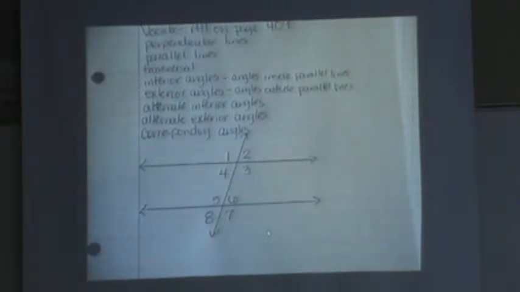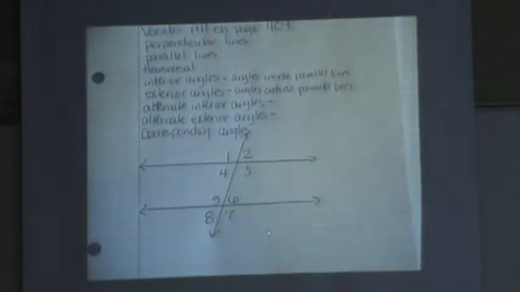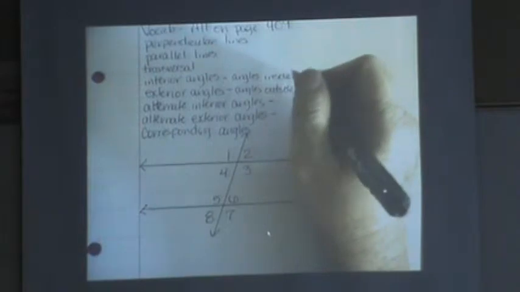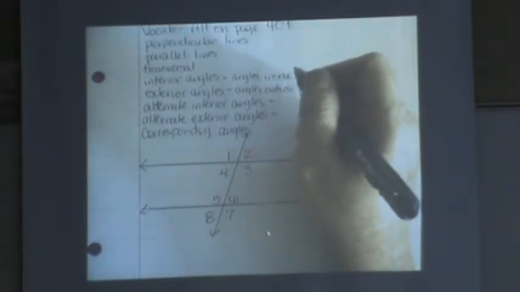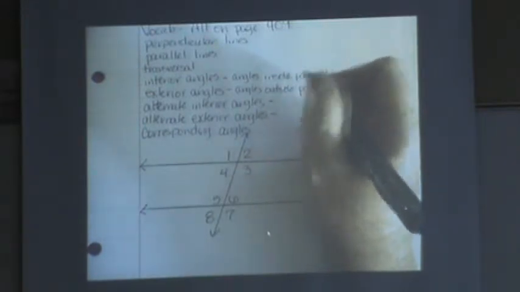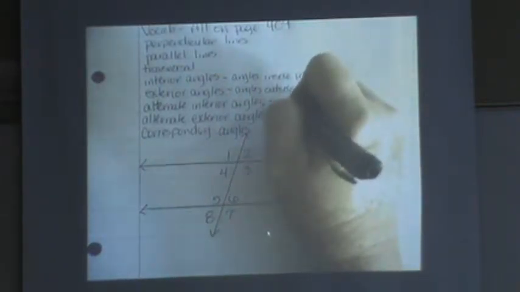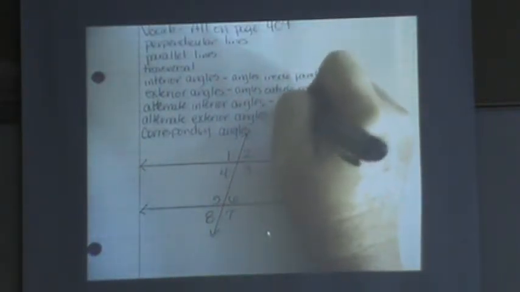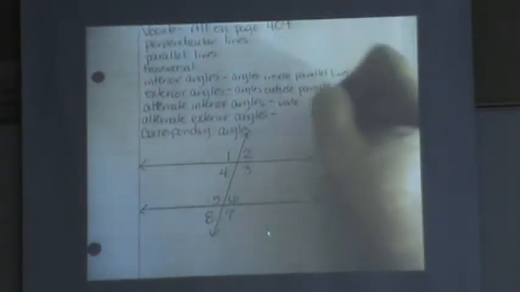Okay, let's talk about something called alternate interior angles. Now, we already know that interior angles are where? Inside the parallel lines. So the alternate part, what do you think it means to alternate? Switch opposite sides. Very good. Alternate interior angles are going to be interior angles that lie on opposite sides. I'm going to define that as inside angles.